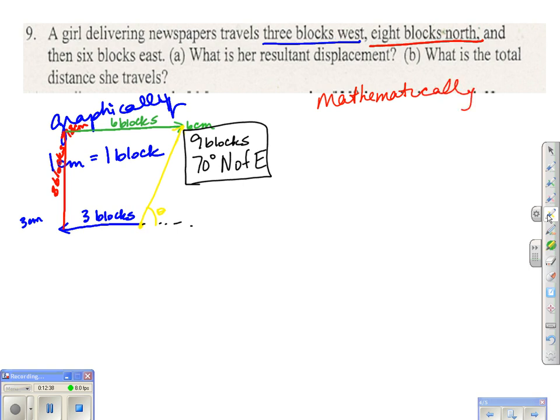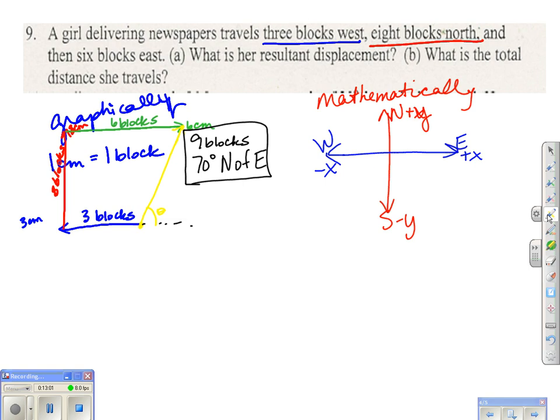And mathematically, you need to remember that anything north is a positive y, south is a negative y. You can tell it's been a long day already. All right, x is going to be east and west, and east is going to be a positive x, and west is going to be a negative x.